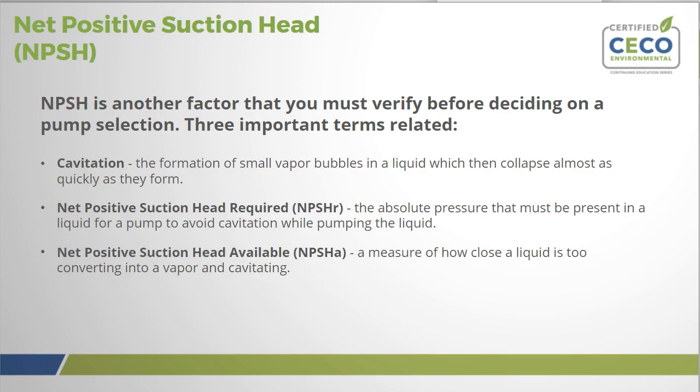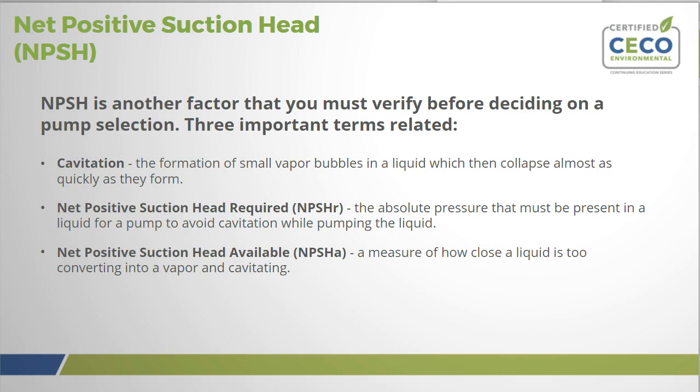I can't get into this too much, but NPSH is another factor that you must verify before deciding on pump selection. So NPSH is on the pump curve, on the manual. It's on the manual pump curve, and it's on the electronic pump curve, it's all over. And I'm going to just go through these definitions kind of quickly. And if I have time, I'll go back and put a little bit more detail into these.